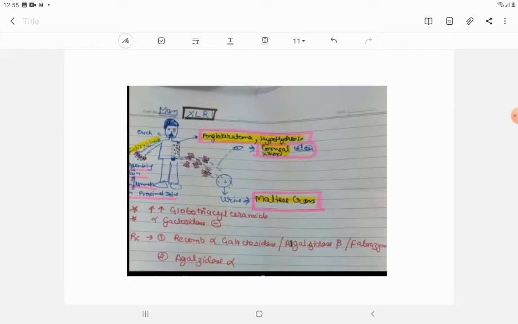We can also find an increase in globotriaosylceramide, and the enzyme which is deficient is alpha-galactosidase. The treatment is recombinant alpha-galactosidase: agalsidase beta, or Fabrazyme. The second one is agalsidase alpha. So this is it for the sphingolipidosis.